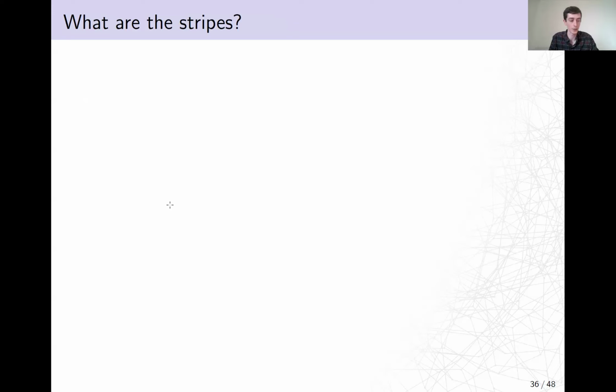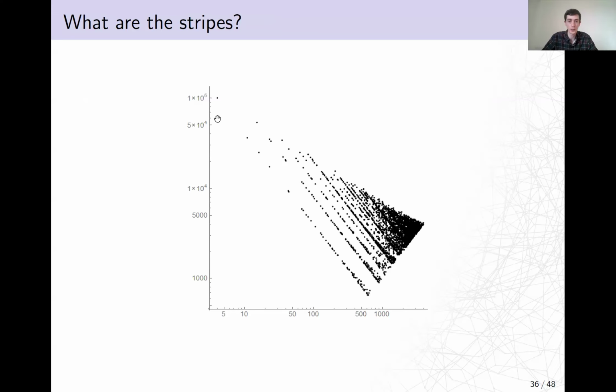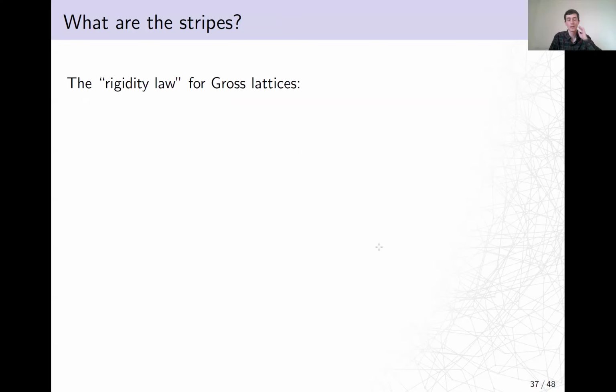The last thing I want to talk about is these stripes. We look at this picture and we see these lines that seem to be separated into bands. Can we interpret these somehow? What is going on with these stripes? Now, these stripes come from what I like to call a rigidity law for Gross lattices. 3D lattices with a fixed determinant can have lots of different structures. But if you're coming from the Gross lattice of a maximal order in B_{p,infinity}, there are very strong constraints on the shape that the Gross lattice can take.